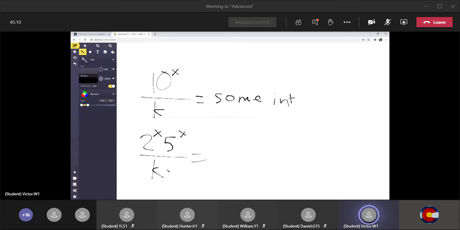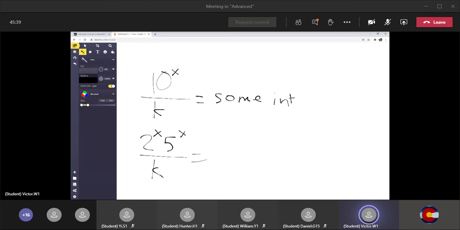So we see that if k has any prime factors other than 2 or 5, then this will be impossible, right? Because say k has a 3 in its prime factorization, then that means it will never be able to be canceled out with something from the numerator. So we'll definitely end up with that 3 or other prime factor in the denominator, and then this will never be able to be an integer.